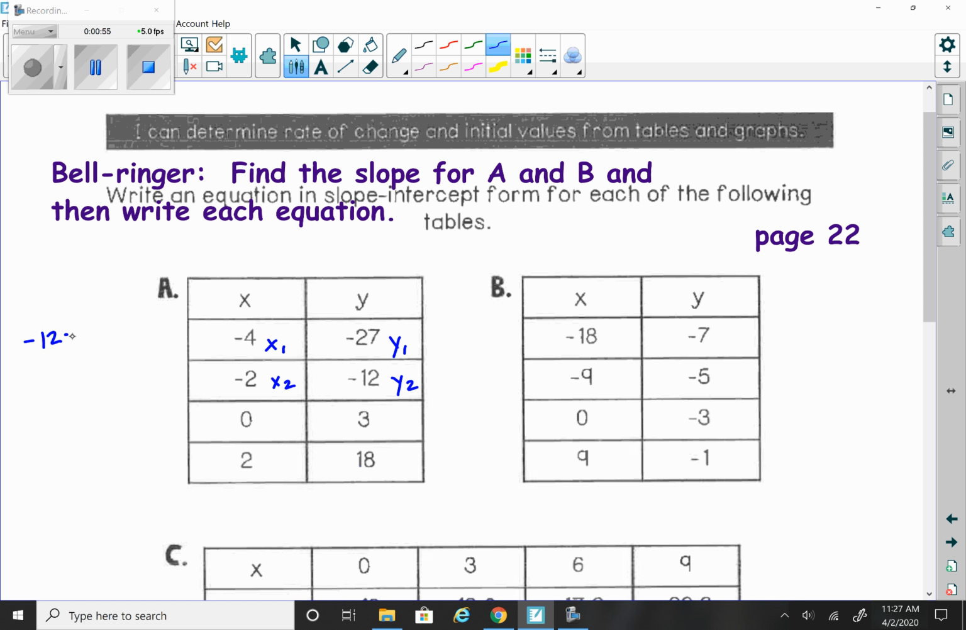So negative 12 minus a negative 27 over negative 2 minus a negative 4. Again, we know minus a negative becomes plus a positive. So negative 12 plus 27 is 15. Negative 2 plus 4 is 2. So my slope is 15 halves.